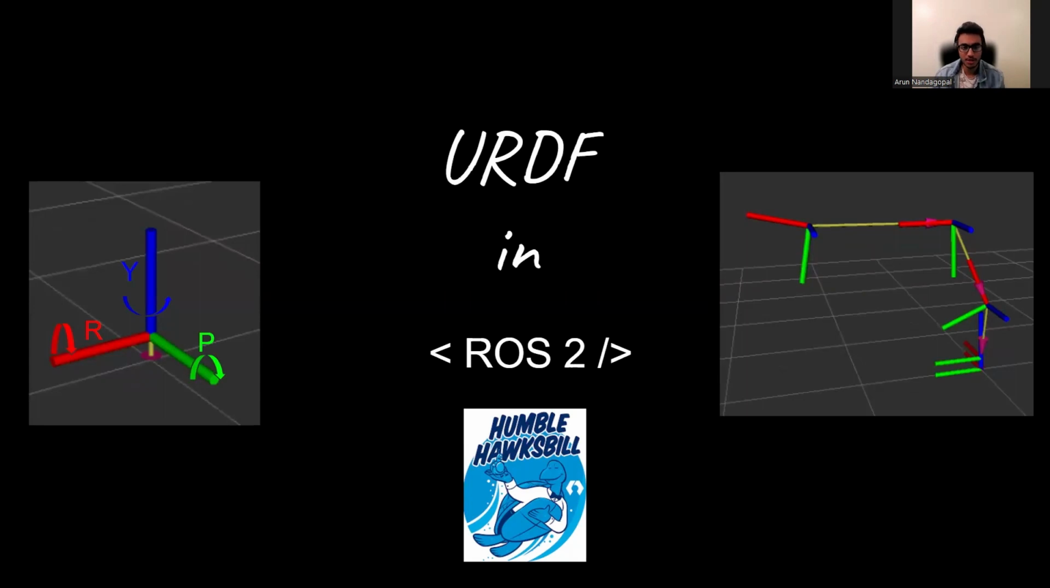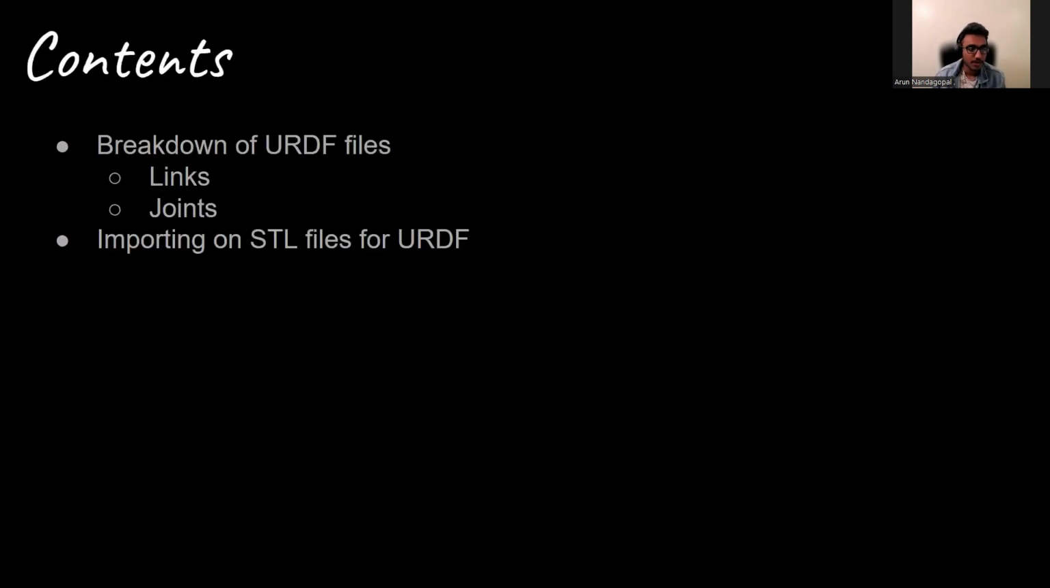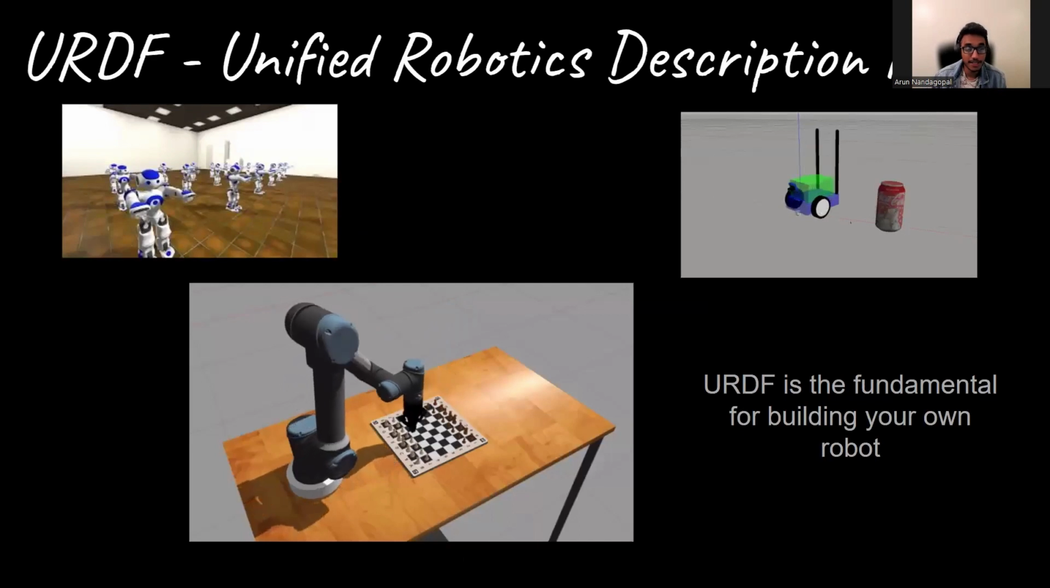In this video, I'll talk about URDF in ROS 2. The basic stuff which I would cover in this video are about links and joints, and also how to use STL files for the URDF. So what is URDF? URDF is Unified Robotic Description File.